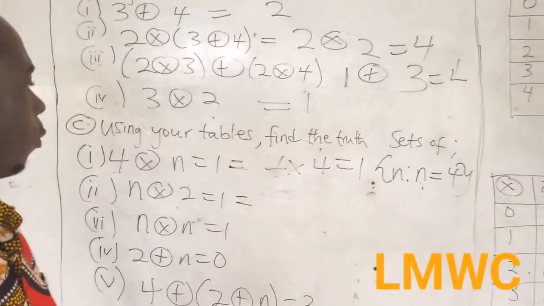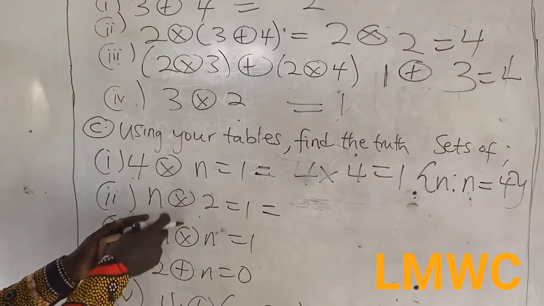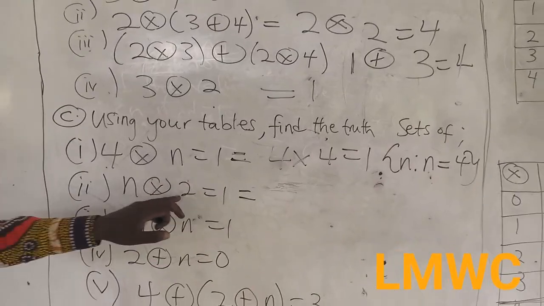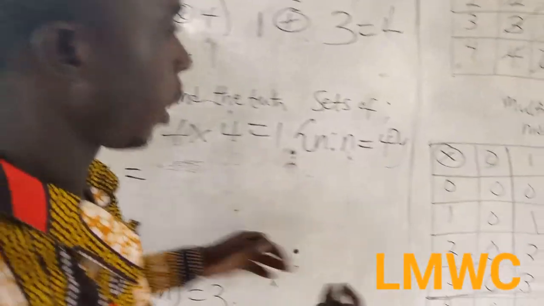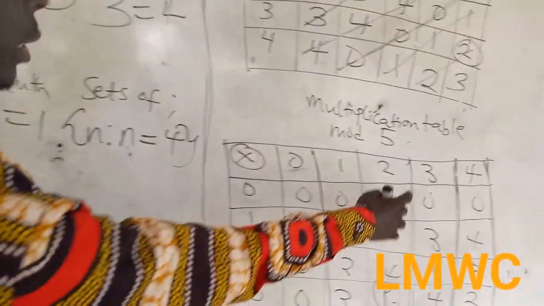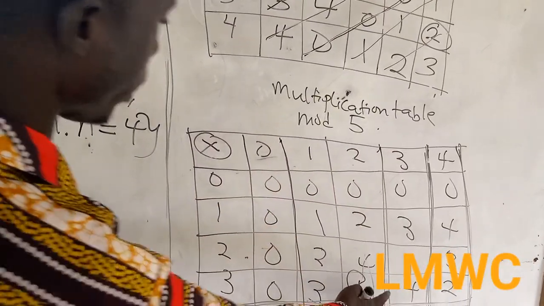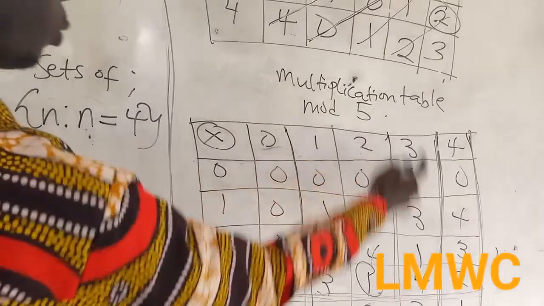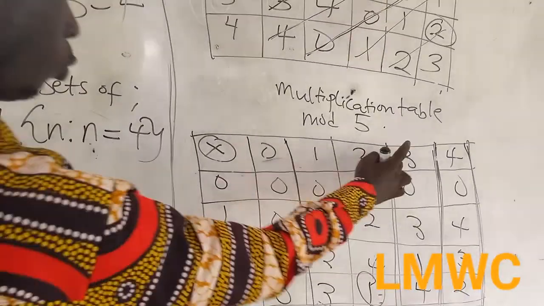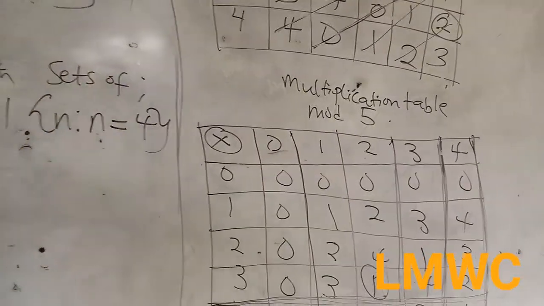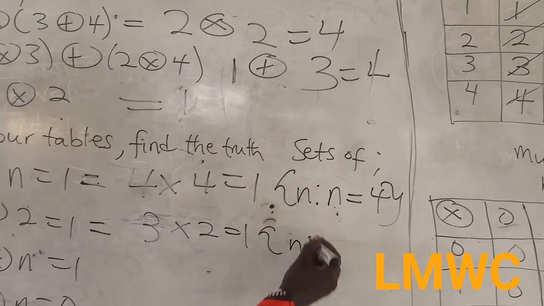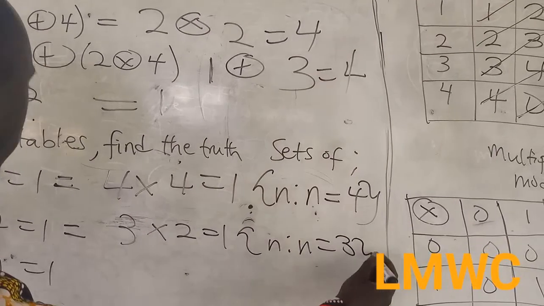The answer is 4. Next, n times 2 is equal to 1. You ask yourself, what number times 2 gives 1 here? 1 times 2 is 2. 2 times 2 is 4. But 3 times 2, you see we are getting 1. So n is equal to 3.